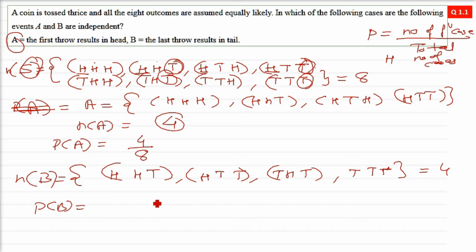So probability of B will be what? Number of favorable cases are 4. Total number of cases are 8. So 4 divided by 8 it is. Both of them will be half, 1 by 2 and 1 by 2.